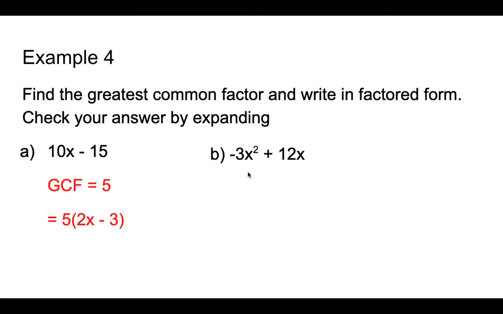So let's try the second one. We've got negative 3x squared plus 12x. First, look at the numbers. What is the biggest number that can go into both of them?